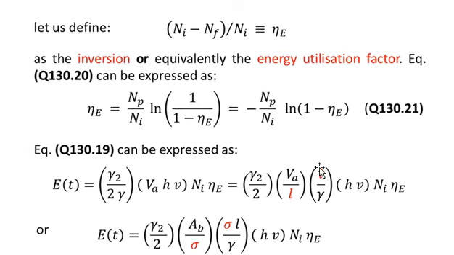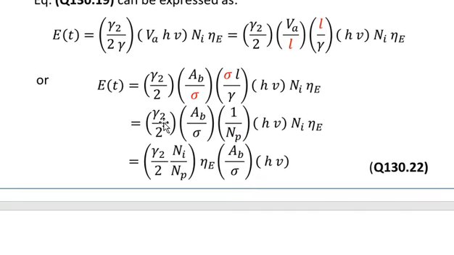And here I have introduced L in the numerator as well as in the denominator, so that I can write the energy in our desired form. That is E, the pulse energy as a function of time, is equal to this function. And I have introduced sigma in the numerator as well as in the denominator, so that I can rewrite this expression as this. So you see that gamma 2 divided by 2 is the same. AB over sigma is also the same, and the sigma L over gamma has been replaced by 1 over Np, and then we have h nu, and then multiplied by Ni into eta E.